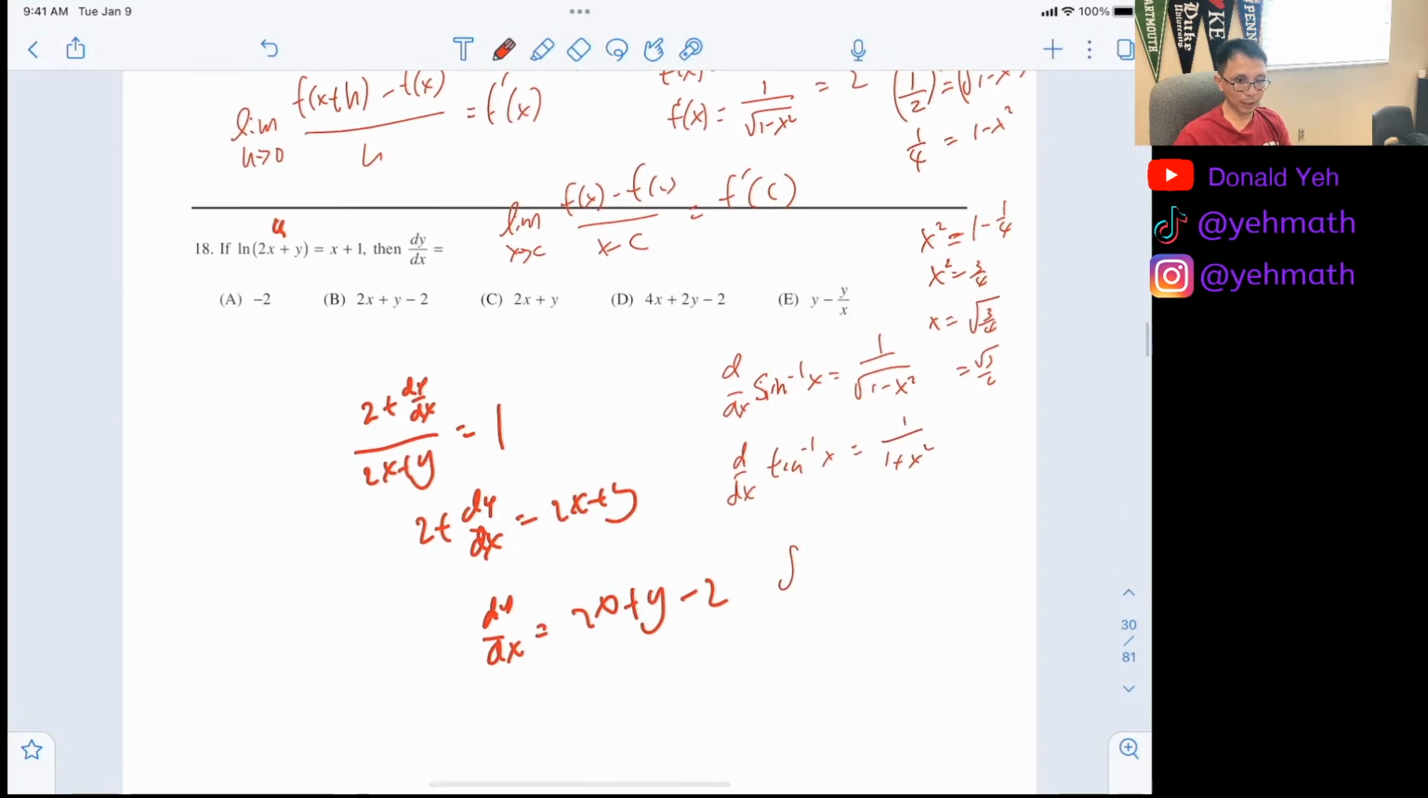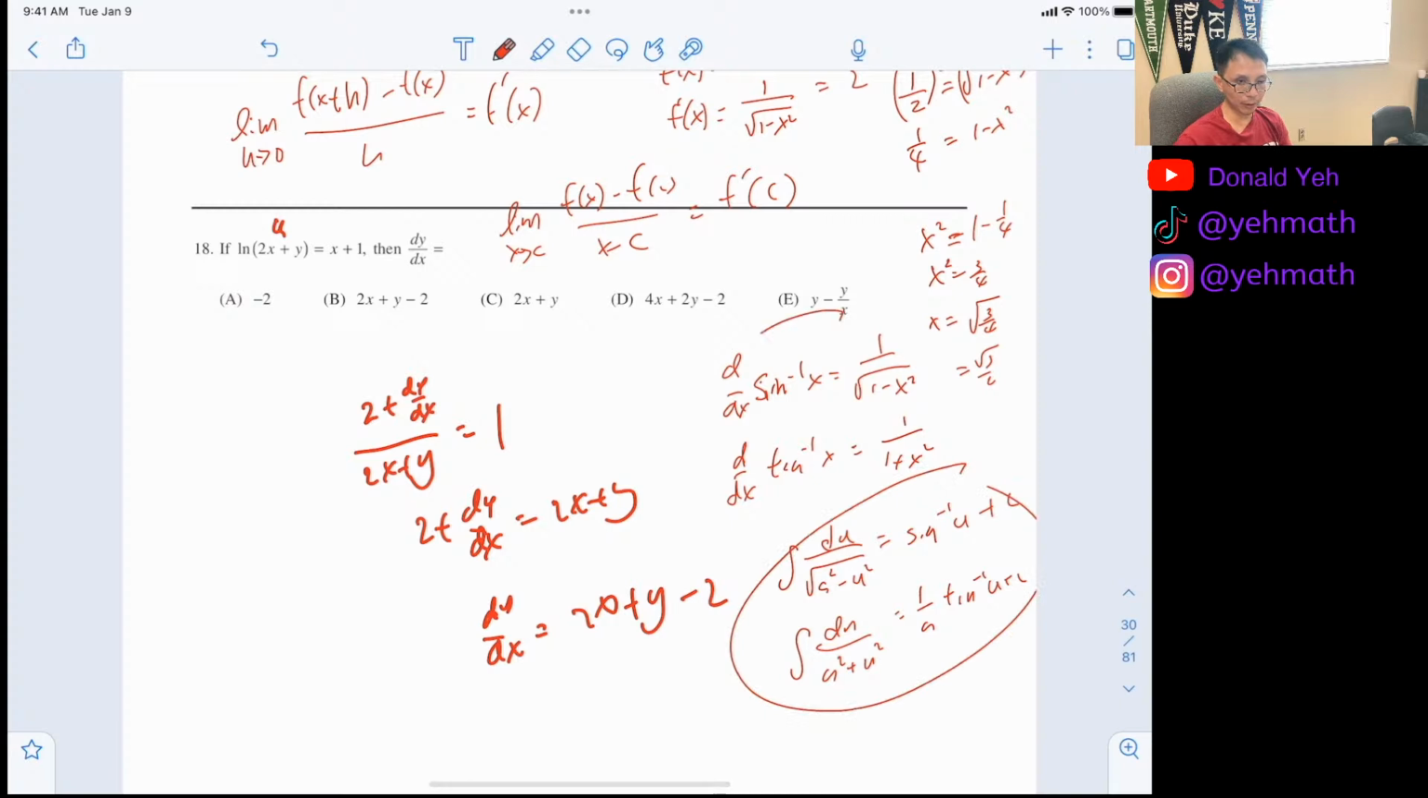Now, you also need to know the integration of 1 over the square root of a squared minus u squared du, which is equal to sine inverse of u over a plus c, or the integration of du over a squared plus u squared. Now this one has a difference because it's 1 over a, tan inverse of u over a plus c. So that is index card material. The inverse function derivatives are also index card material.